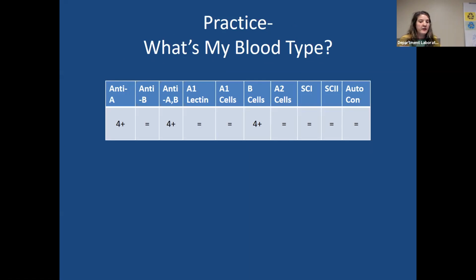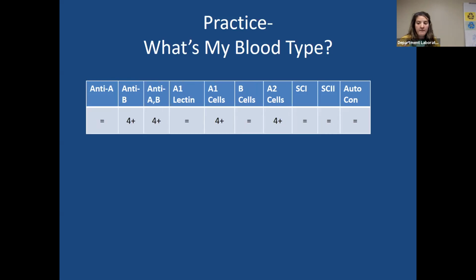What about this one? 4+ anti-A, negative anti-B, 4+ with A,B, negative with A1 lectin, 4+ with B cells, and then all the rest of your reactions are negative. That's A2 with a negative IAT.